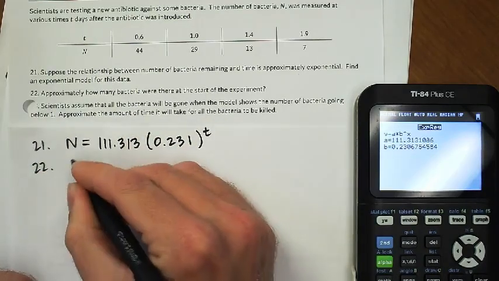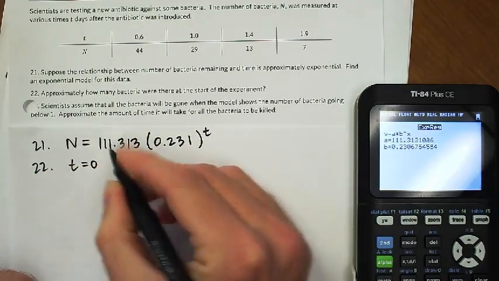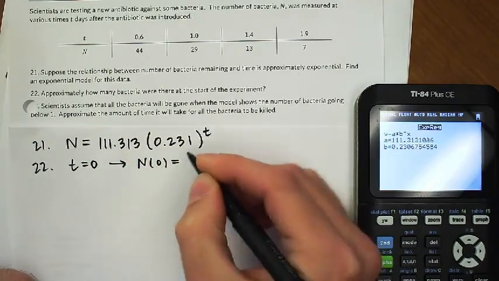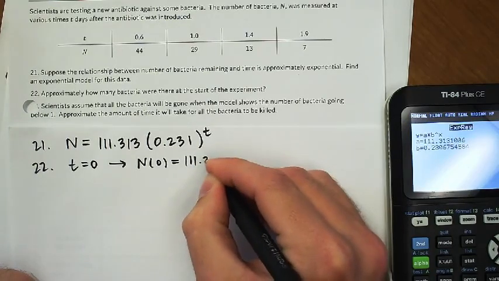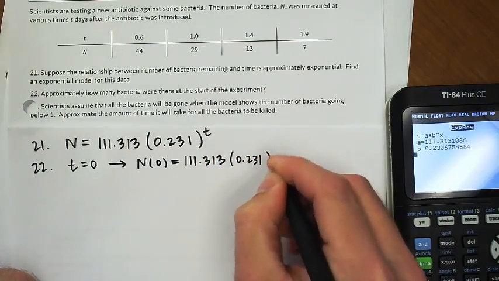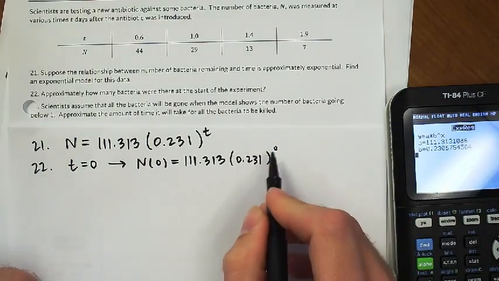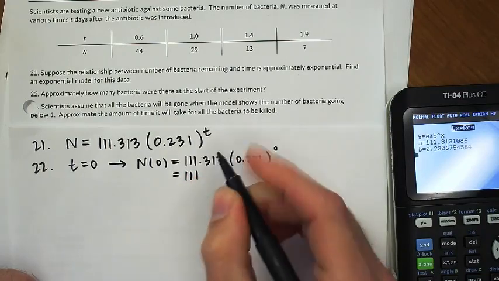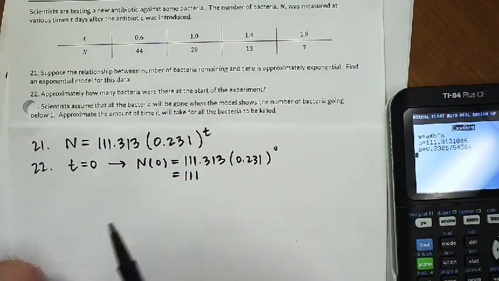Okay, start of the experiment is t equals 0. So I'm going to plug in directly for t and get n of 0 equals 111.313 times 0.231 to the 0. Anything to the 0 is going to be 1. So I'm going to have 111 bacteria, assuming that we've just got whole numbers of bacteria and they're able to count that.